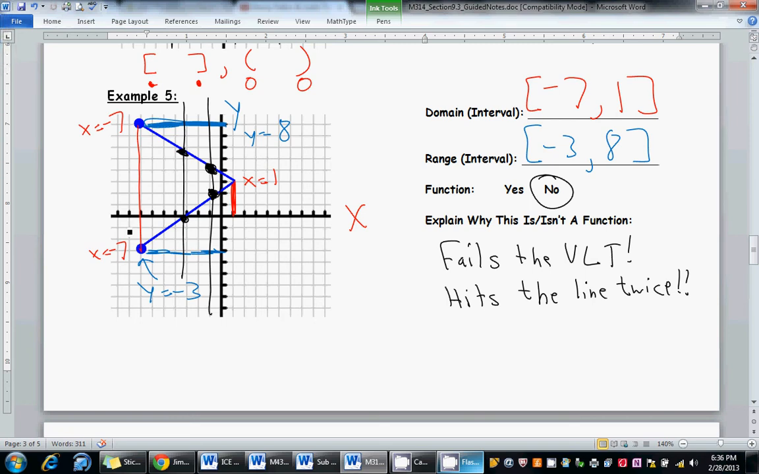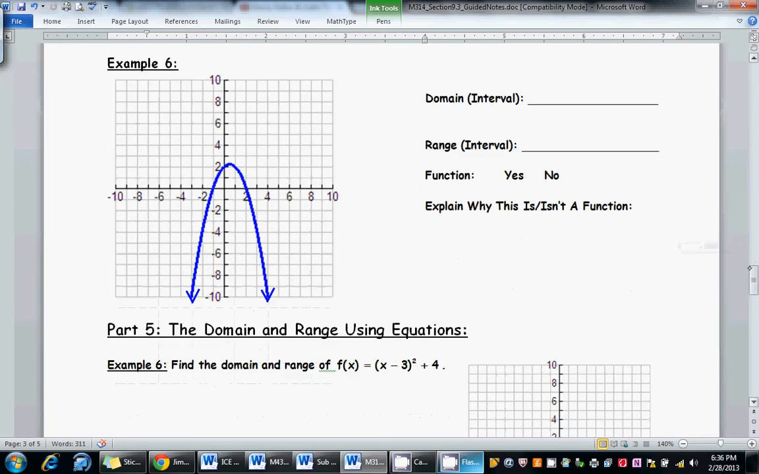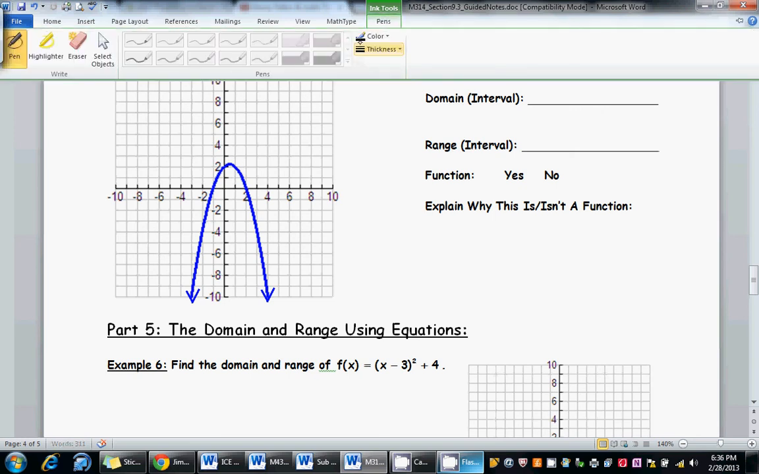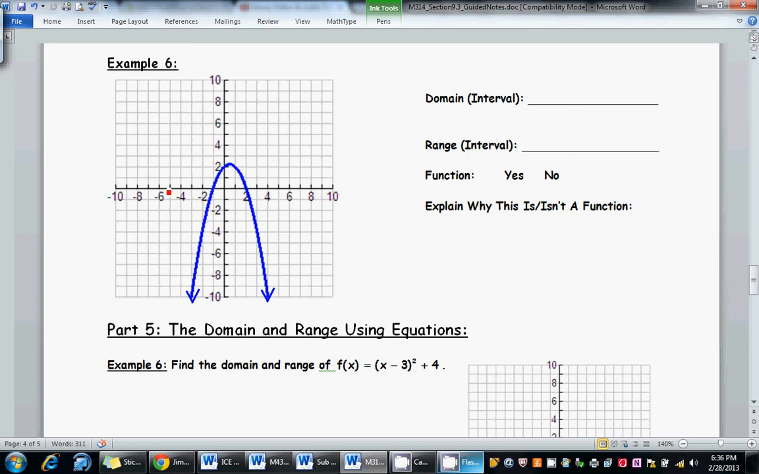All right. Let's look at one more example. Example 6. So here I have this U-shaped curve, and you guys might remember this from the end of Unit 5, but we actually graphed these a little bit. I know it seems like a long time ago, but we actually did.